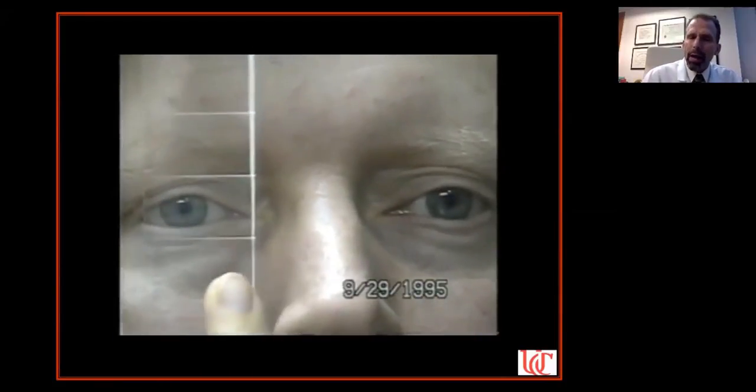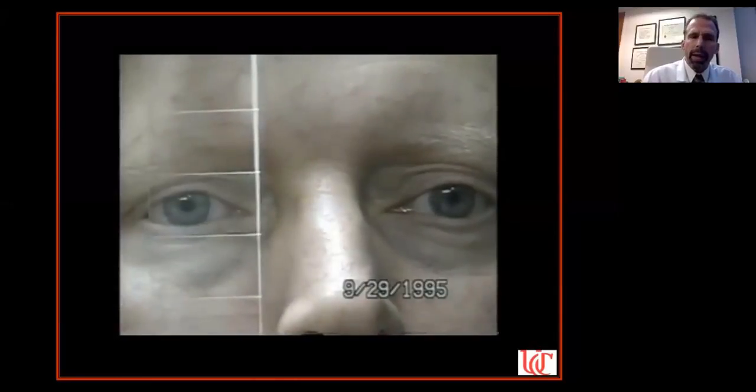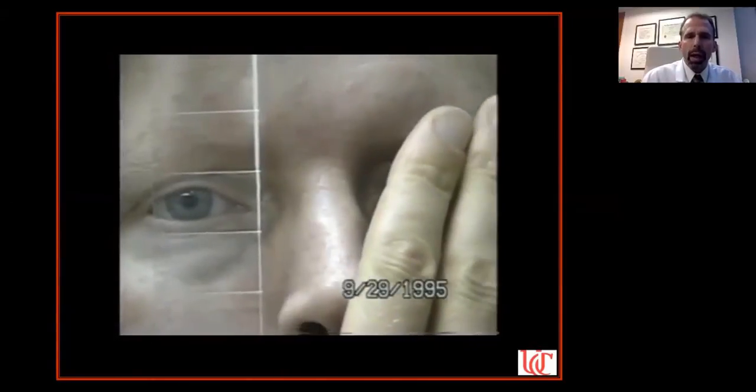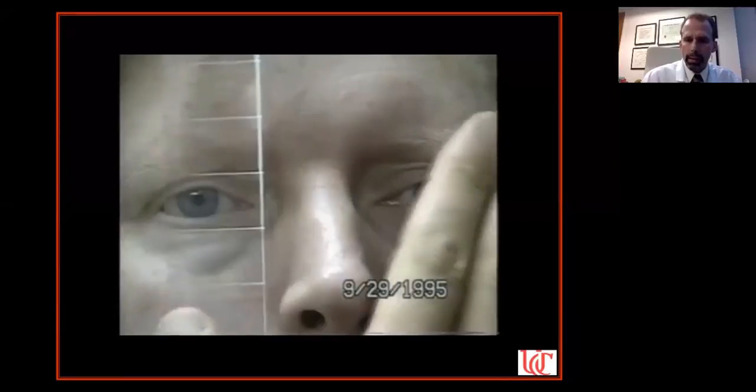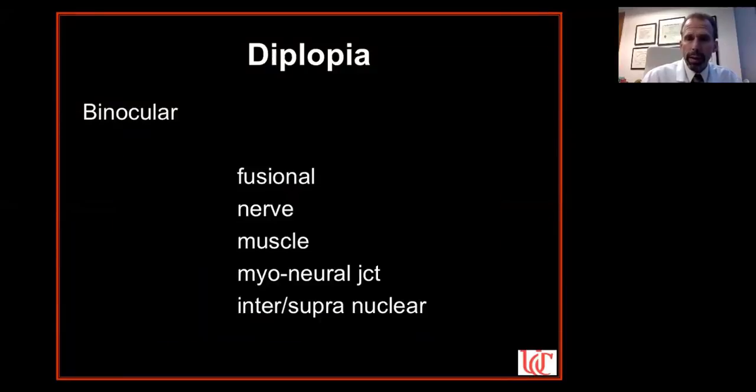Okay, so that's cover-uncover and cross-cover testing. That's the gold standard for measuring alignment. You all can do this and should do this. So when we talk about double vision, that's what I'm going to talk about for the exam. I don't think I have much else to say about the exam, except obviously you want to look for those fellow travelers. You're going to look at the eyelids closely. You're going to look at the pupils closely. And that will become more apparent as we talk about various entities as we go through why it's important.